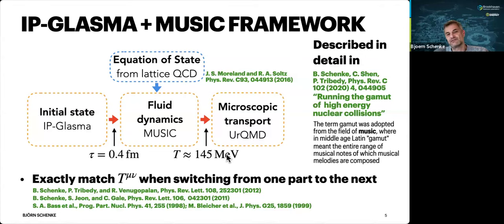And then at a temperature of roughly 145 MeV, I say roughly because we actually fixed the energy density surface, we switch to a microscopic transport code. So we sample the particles from the surface, which I explained last time, and feed them into this UrQMD code. And then the equation of state comes from lattice QCD, also addressed last time, that's fed into the hydrodynamics. Everything is described in detail in this paper. We called it running the gamut because we tried to describe all the available systems over all the different energy scales within this one framework.